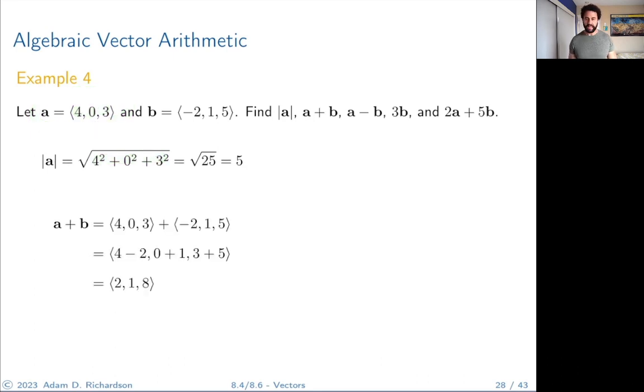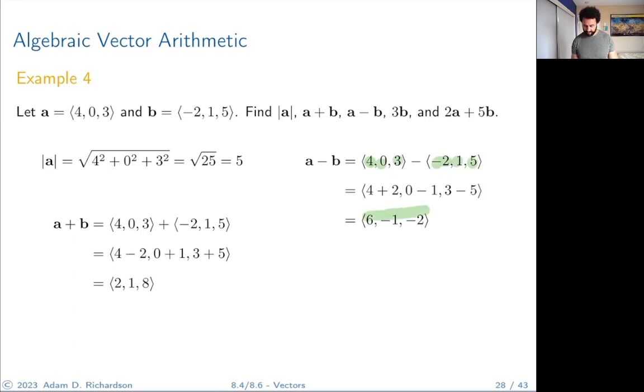How about this one? A plus B. Hopefully you got the same result. You just do everything component-wise. 4 minus 2, 0 plus 1, 3 plus 5 gives us 2, 1, 8. That's the vector sum. Here's the vector difference. Again, everything is component-wise. 4 minus negative 2, 0 minus 1, 3 minus 5, and we get 6, negative 1, negative 2.